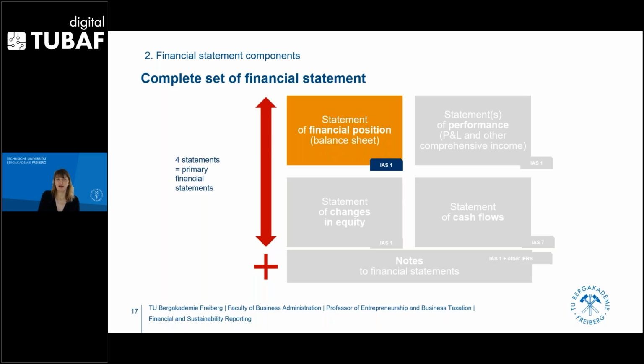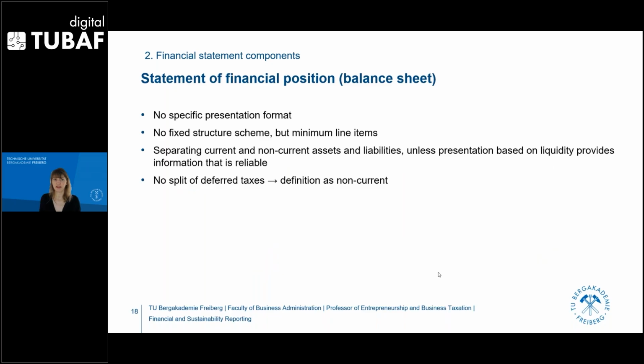A financial statement consists of a statement of financial position, a balance sheet, a statement of performance, profit and loss, and other comprehensive income, a statement of changes in equity, a statement of cash flows, and then the notes to the financial statements. I want to go through all these parts of a financial statement, and we start with the statement of financial position, the balance sheet, where we have the assets and the liabilities.